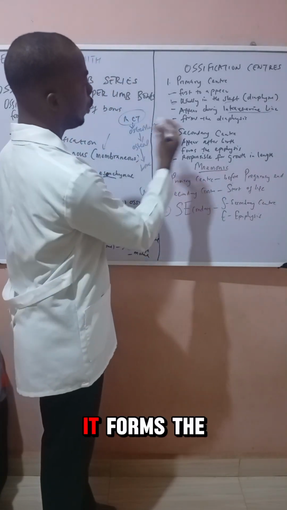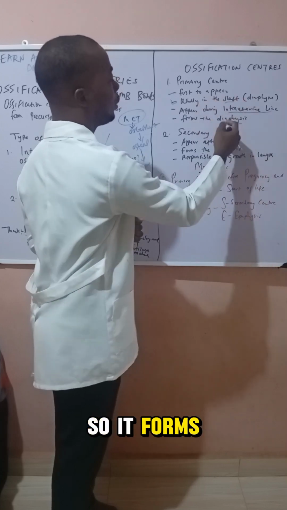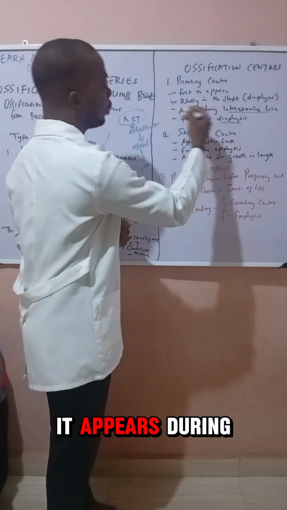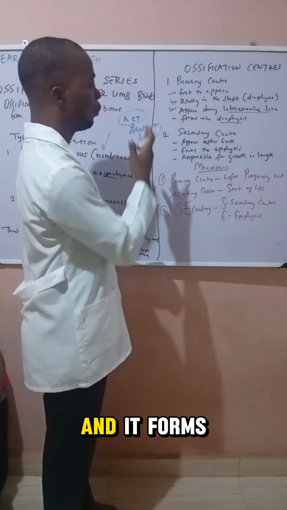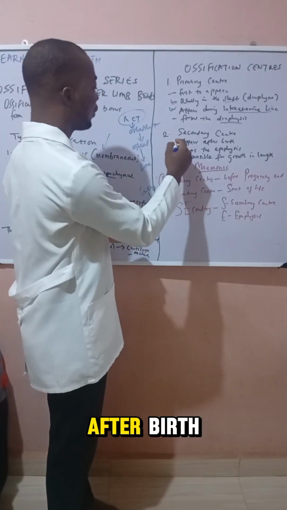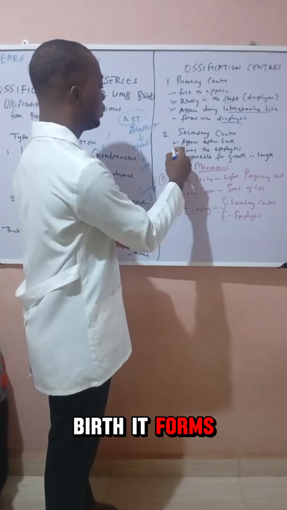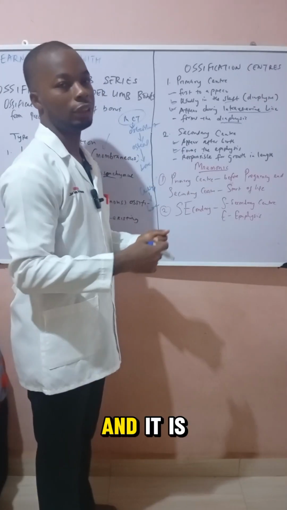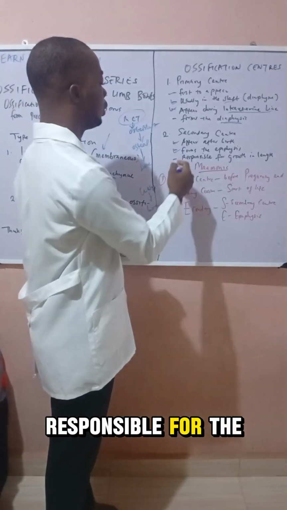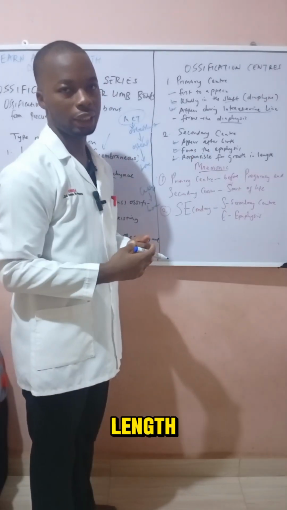Now, it forms the diaphysis. I told you that it's usually in the shaft, so it appears during uterine life and forms the diaphysis. Now, for secondary centers, they appear after birth. They form the epiphysis, and they are responsible for growth in length.